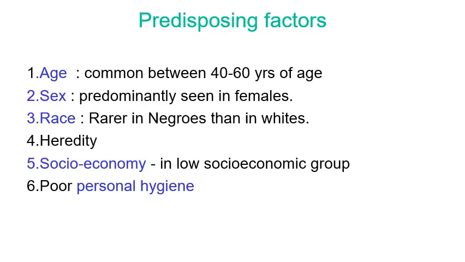Chronic dacryocystitis is common between 40 to 60 years of age, predominantly seen in females. In Negroes, it is rarer than in whites. It can be seen in low socio-economic groups and with poor personal hygiene. The bony canal in Negroes is wider, and so it is rare in Negroes.